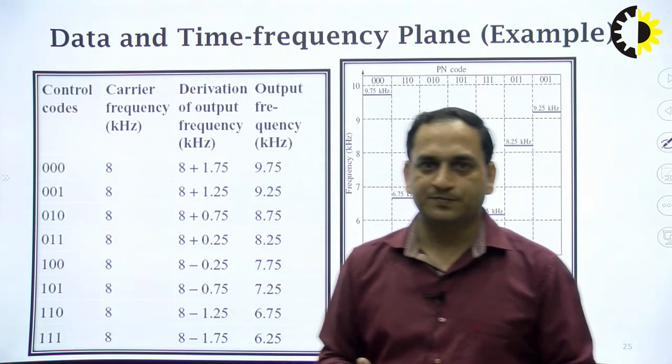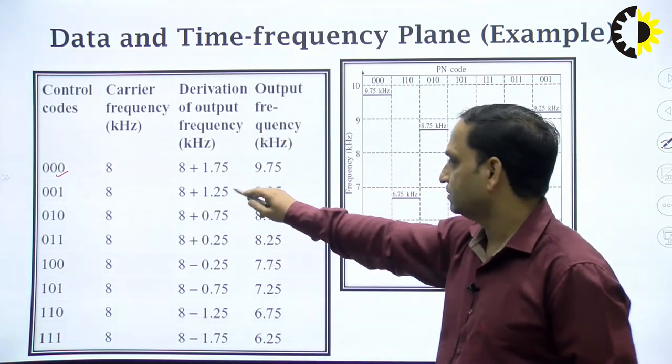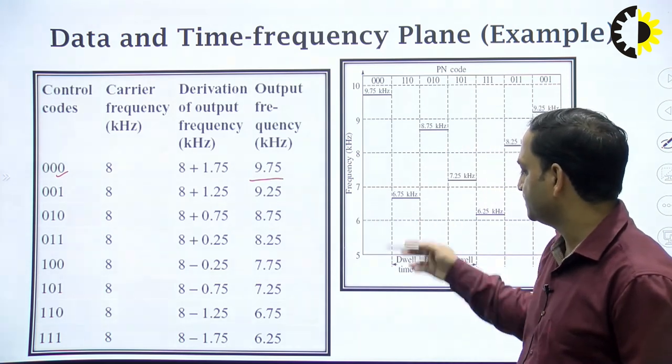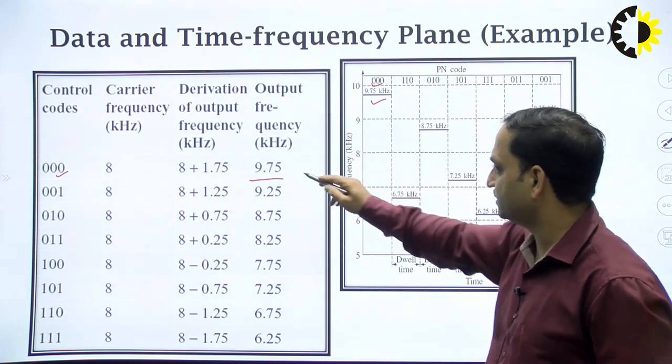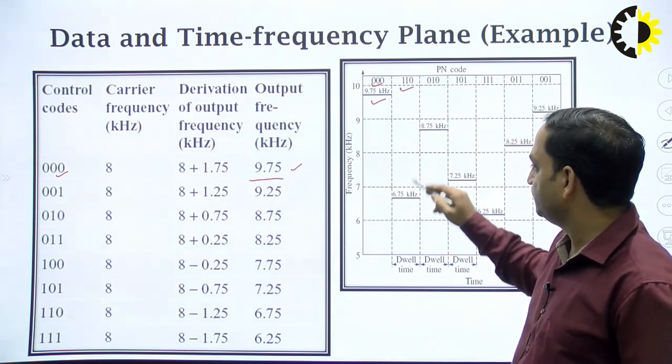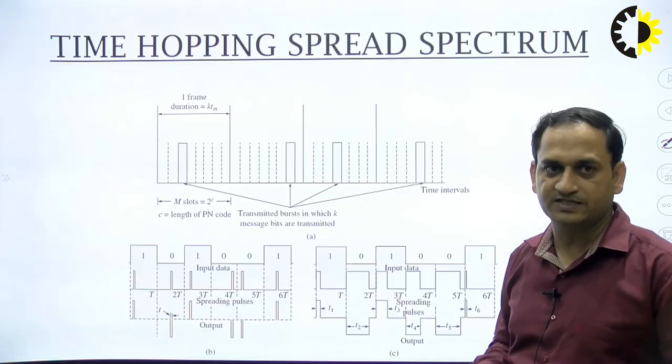This is an example of how to get these frequency hop control codes. These are frequencies which we can get based on the different codes. For 000 we have 9.75, as we can see. For 110 we have the frequency hop of 6.75, and so on. So we can go through this very simple example.